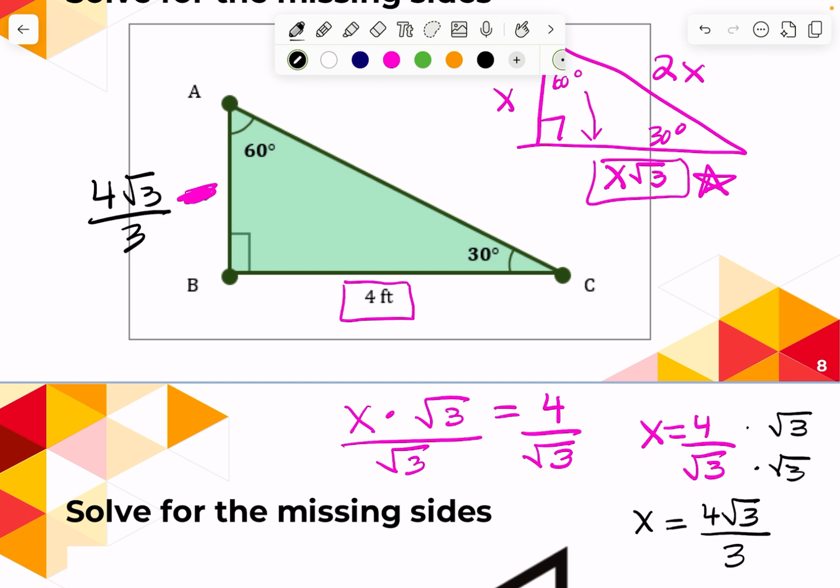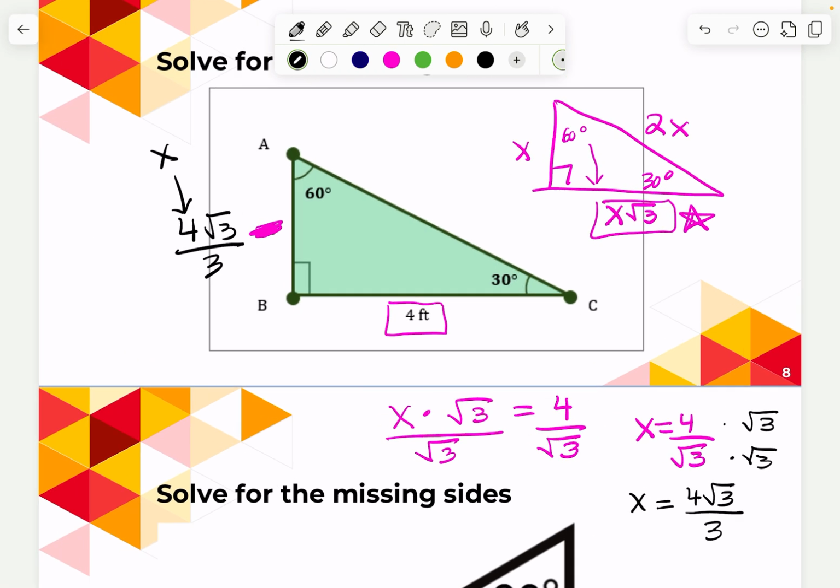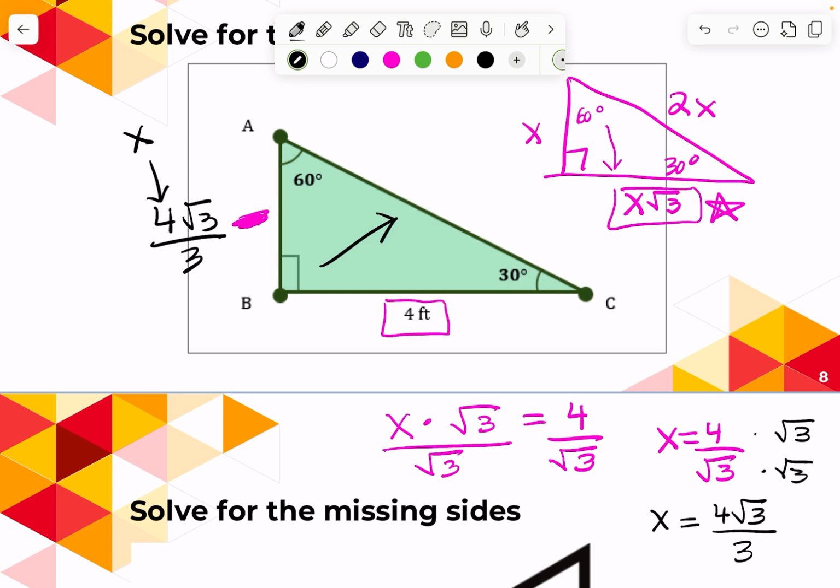All right, back to business. So all of this is acting like x, and we said opposite of 90 degrees, or our hypotenuse, is 2 times x. So this ends up being x root 3 over 3, because I took what was opposite of 30 and multiplied it by 2.